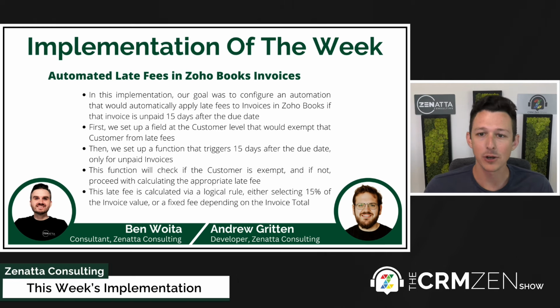Then we set up a workflow and a function that will trigger 15 days after that due date if the invoice is not paid. This function will check if the customer is exempt, and then if not, it'll proceed by calculating the late fee. Late fee is a dynamic fee where it's either going to be 15% of the invoice value or a fixed fee based on the invoice total. So basically, if 15% is above a number, we're going to charge that. If 15% is below a number, we're going to charge this fixed rate. And that will just be automatically applied as an invoice adjustment at that date.